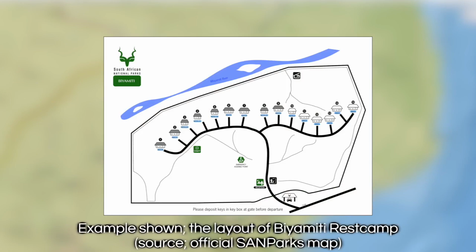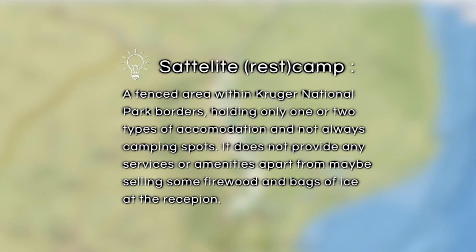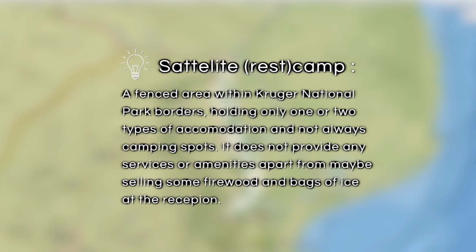So what is a satellite camp? It's actually just the same as a rest camp, but much smaller. So it's fenced all around, it's got a gate and a small reception building, but there's no shops. There is no restaurant. There is no gas station. They have limited types of accommodation. So most of the time it's only one or two types of accommodation, like cottages and so on. So there's far less choice when it comes to accommodation, but that is a satellite camp.